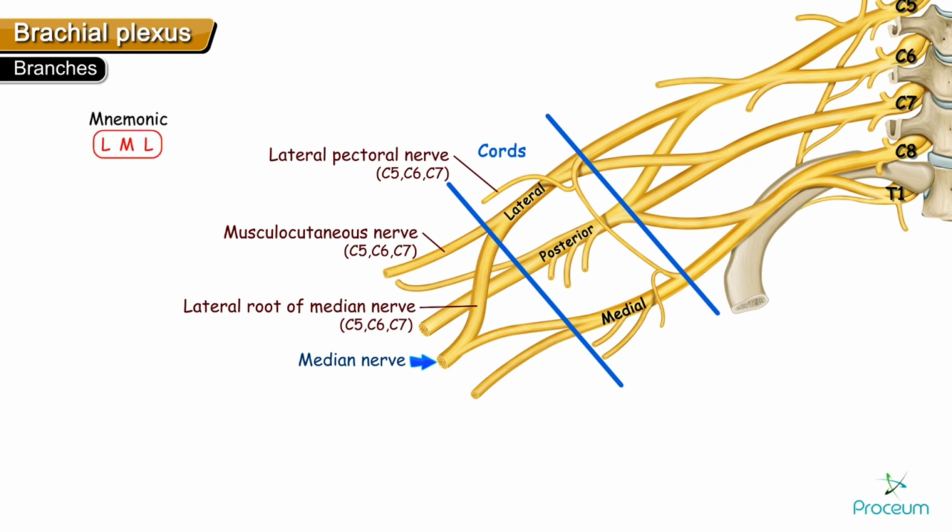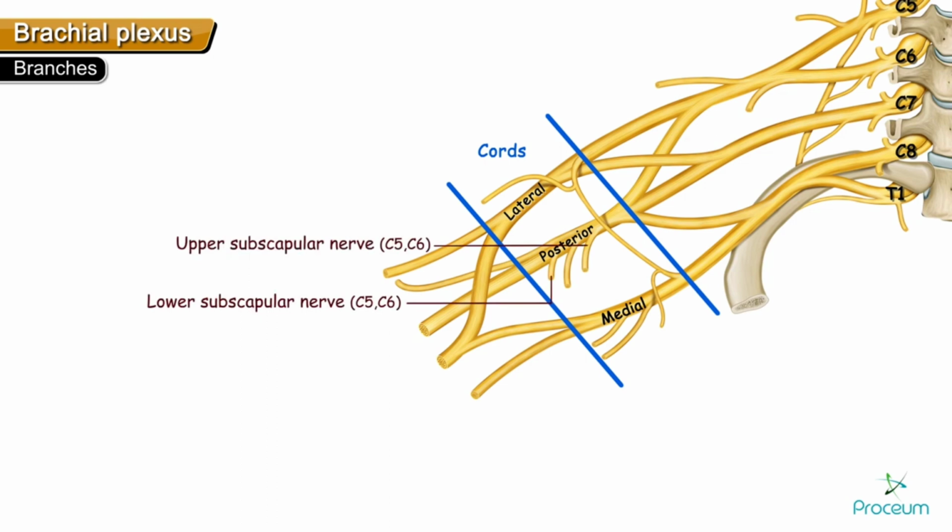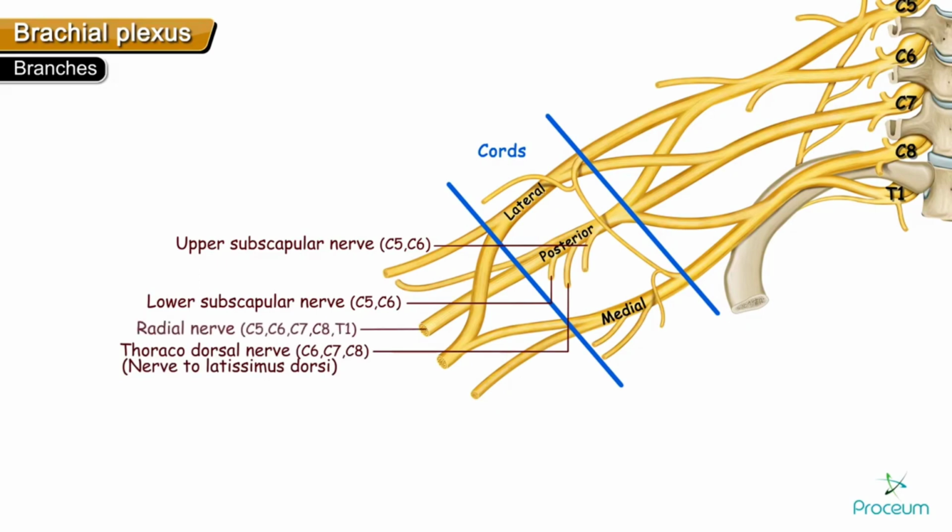L stands for lateral pectoral nerve, M for musculocutaneous nerve, and the other L is the lateral root of median nerve. The branches from the posterior cord of brachial plexus are upper subscapular nerve, lower subscapular nerve, thoracodorsal nerve, also called as nerve to latissimus dorsi, radial nerve, and axillary nerve. You can remember these as ULTRA: upper subscapular, lower subscapular, thoracodorsal, radial nerve, and axillary nerve.